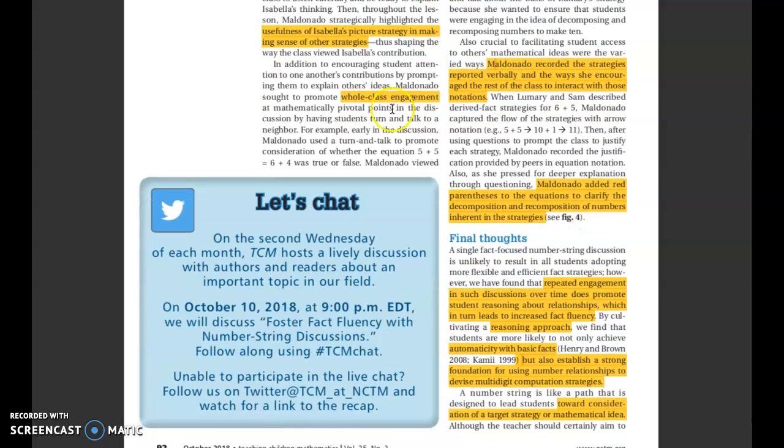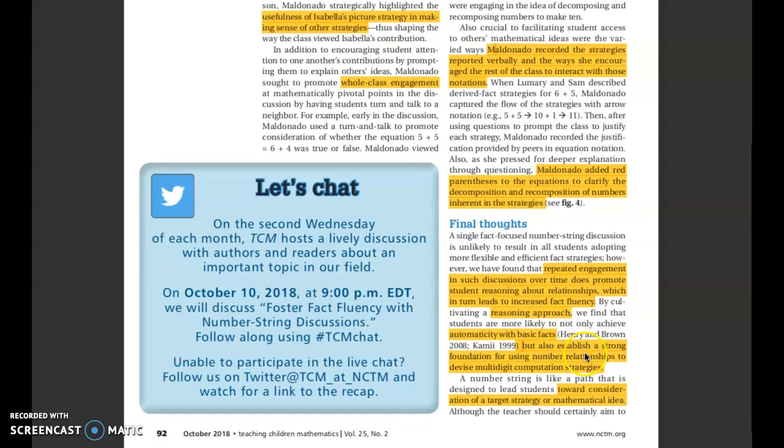The conclusion points out that the repeated engagement in these fostered discussions over time does promote increased fact fluency, and they can establish a strong foundation for using number relationships to derive or devise multi-digit computation strategies.